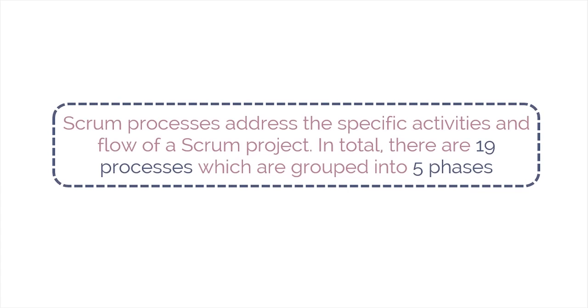First of all, let's define the Scrum processes in general. Scrum processes address the specific activities and flow of a Scrum project. In total, there are 19 processes, which are grouped into 5 phases. These phases are presented in chapters 8 through 12 of the SBOK guide.